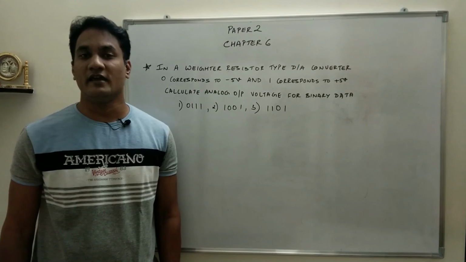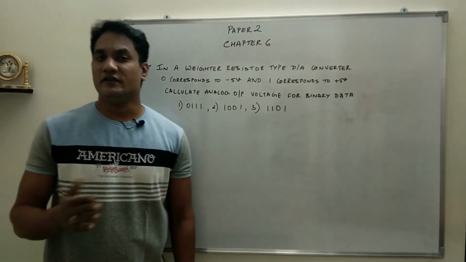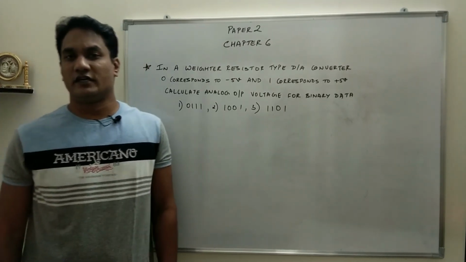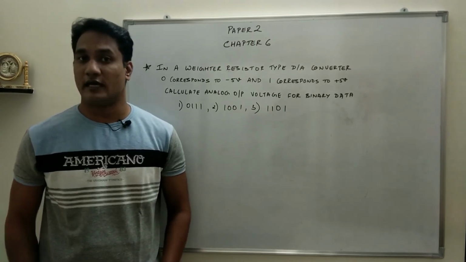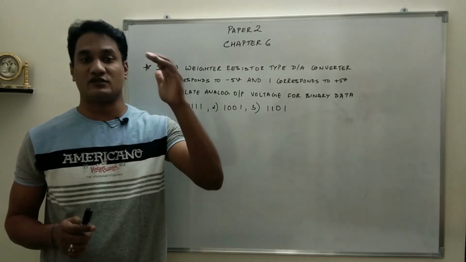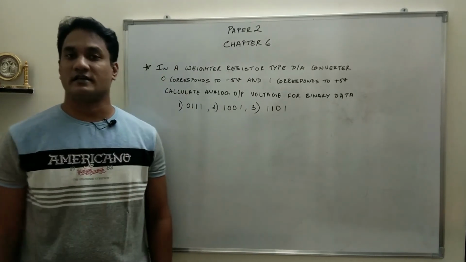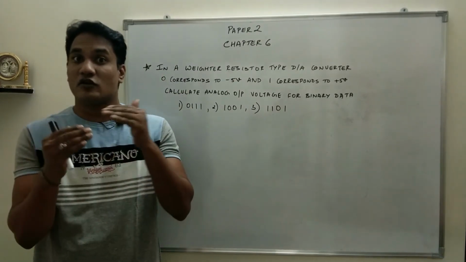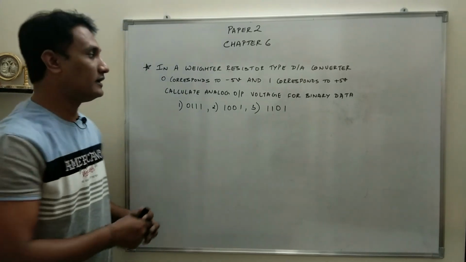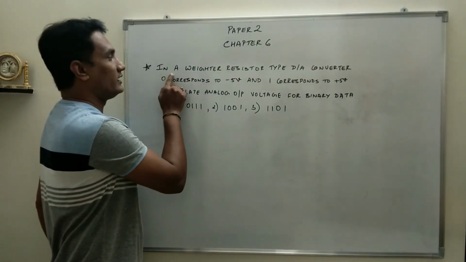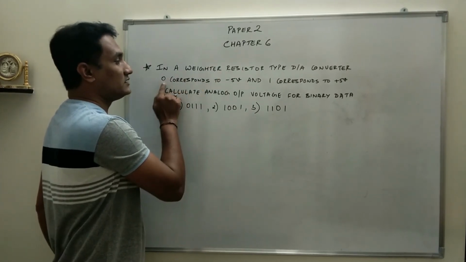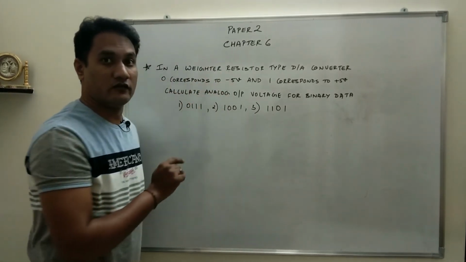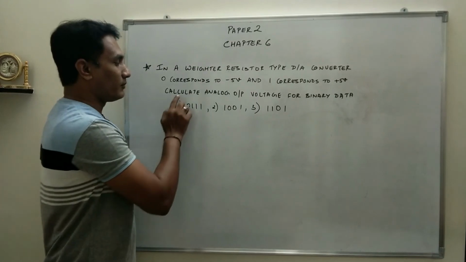Hello students, in this video let us try to solve few more examples of weighted resistor type D2A converter. In the previous video, the example which we took, we considered 0 as 0 volt and 1 as plus 5 volt. Any higher voltage is considered as 1 and any lower voltage is considered as 0, but the values of the voltage can vary. For example, in this numerical we have mentioned, in a weighted resistor type D2A converter, 0 corresponds to minus 5 volt and 1 corresponds to plus 5 volt.